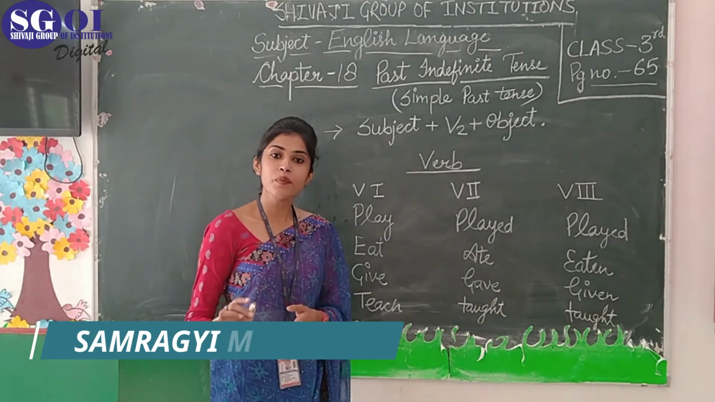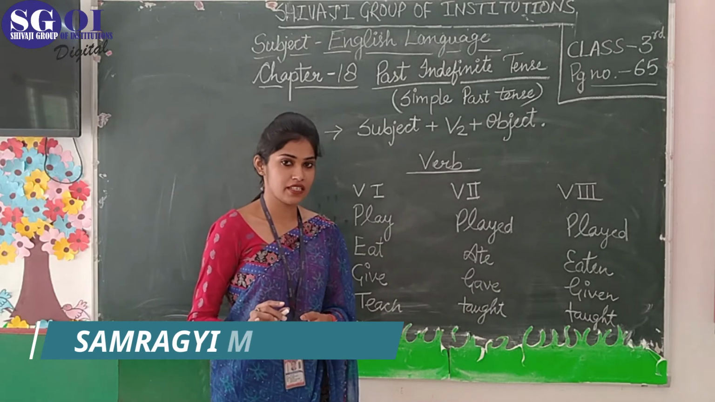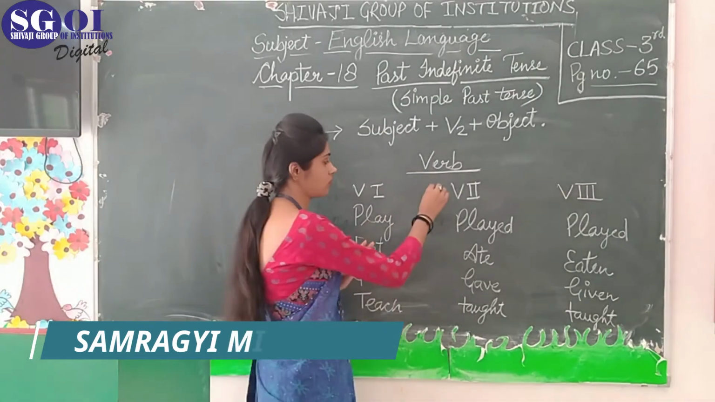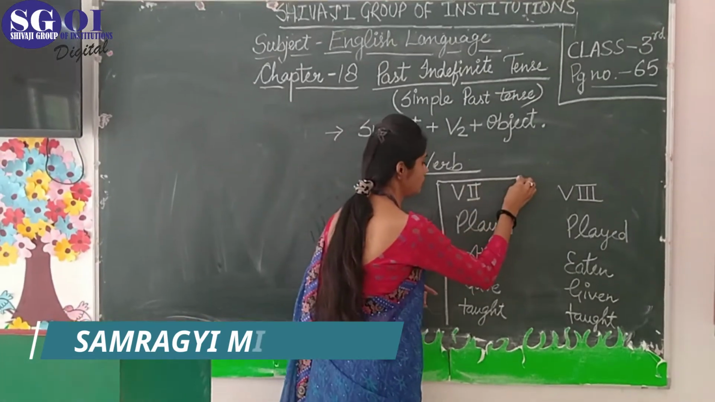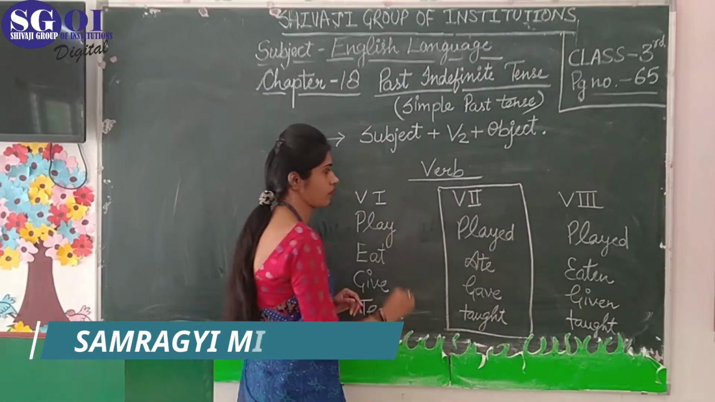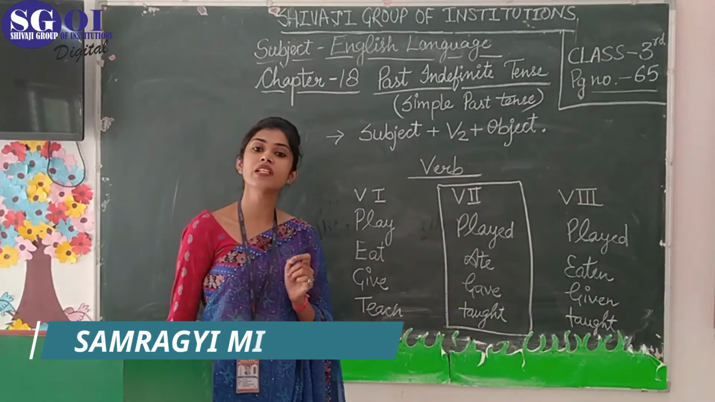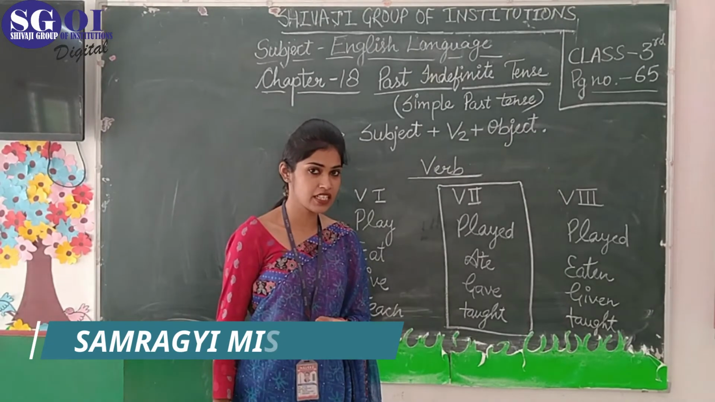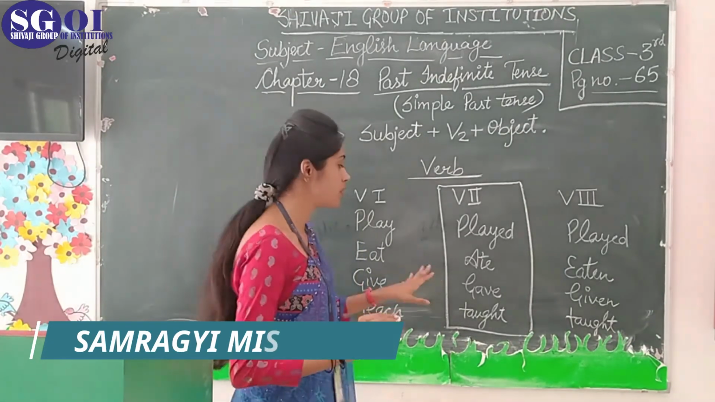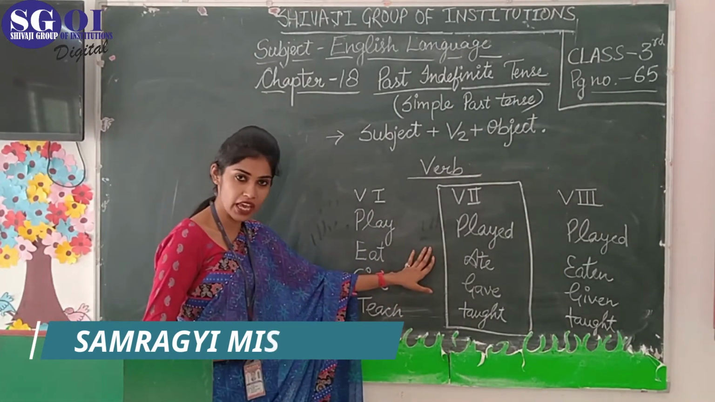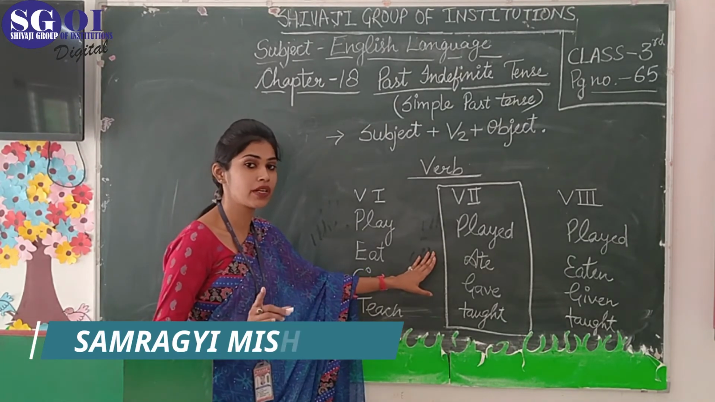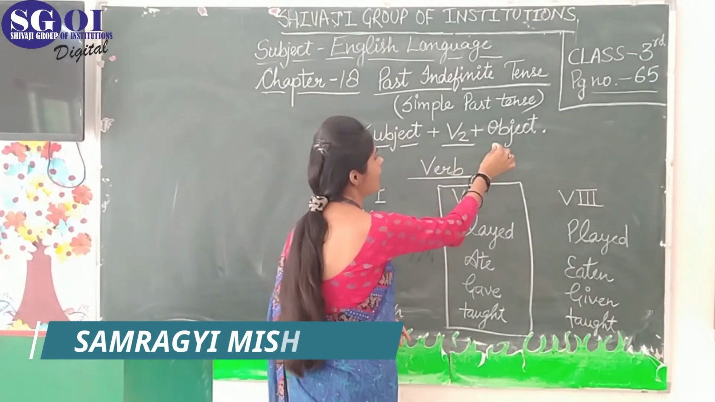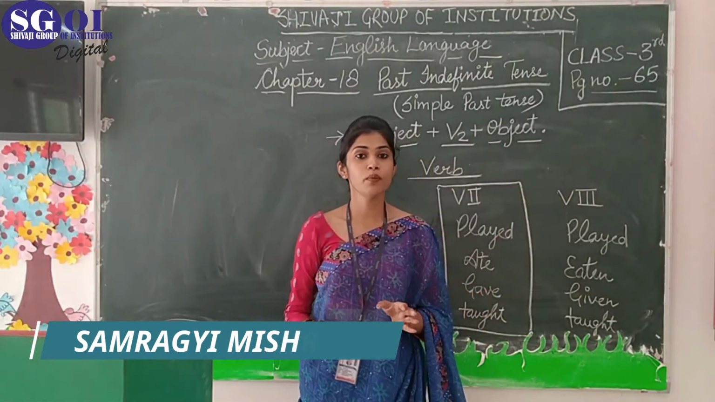To form a simple sentence in simple past tense or past indefinite tense, you have to use verb second form. Okay, verb second form, remember it. First of all, subject, then verb second form, and then object. You know about the subject?